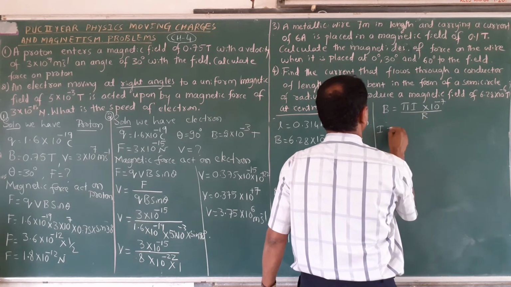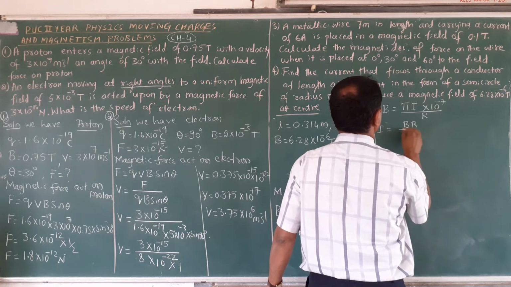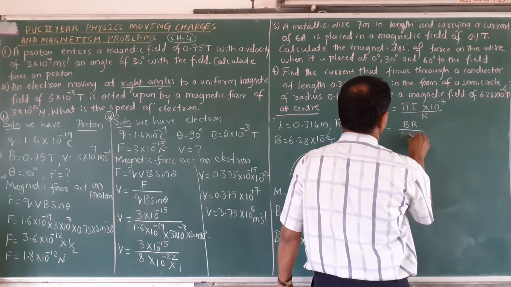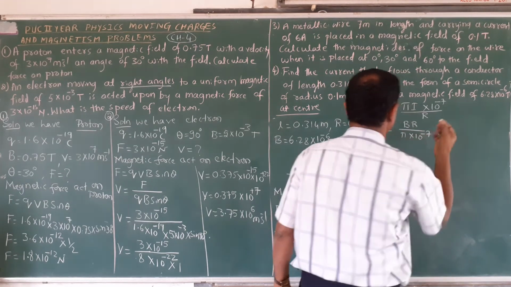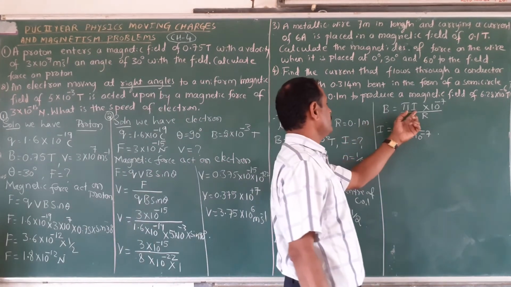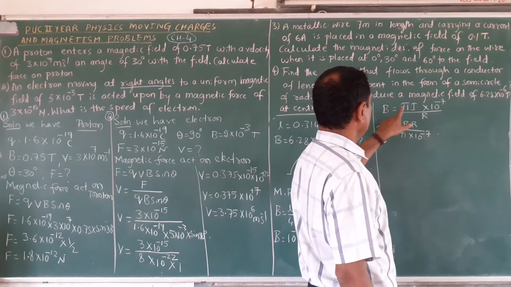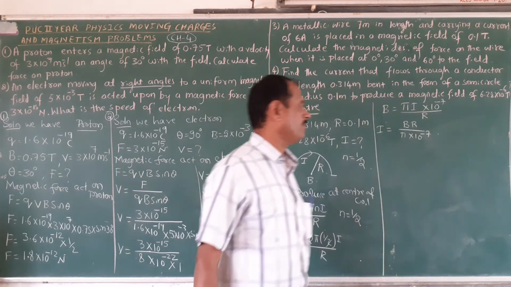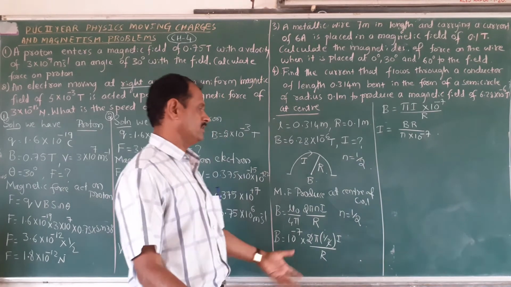What do I have to calculate here? I is equal to B into R divided by pi into 10 to the power of minus 7. Clear? I is equal to B into R divided by pi into 10 to the power of minus 7. Easy to calculate this one.